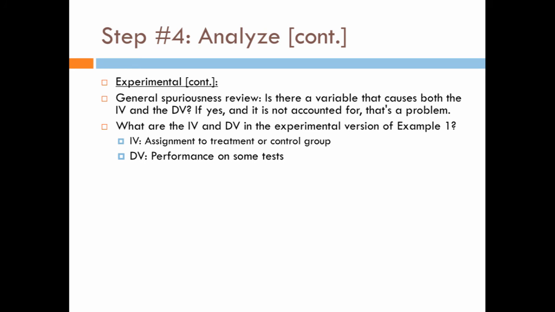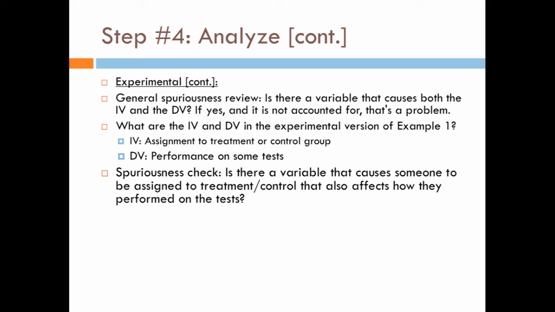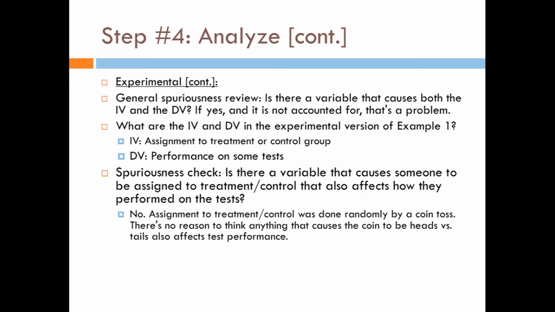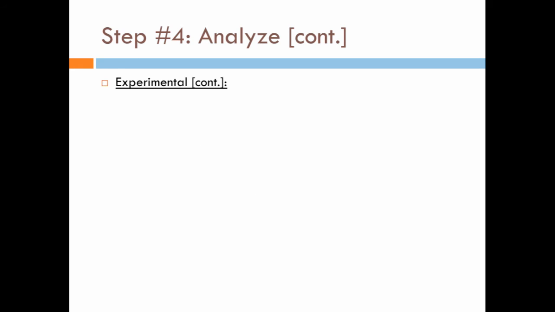So, spurious check. Is there a variable that causes someone to be assigned to the treatment or control group that also affects how they perform on the tests? No. Assignment to the treatment or control group was done randomly by a coin toss, so there's no reason to think that anything that causes the coin to be heads or tails also affects test performance.